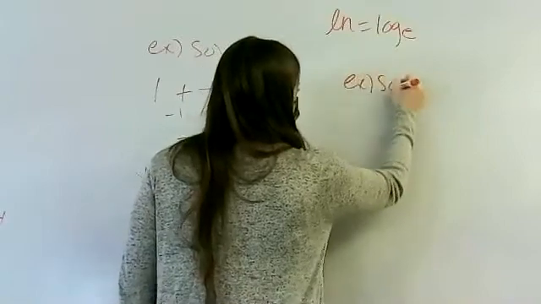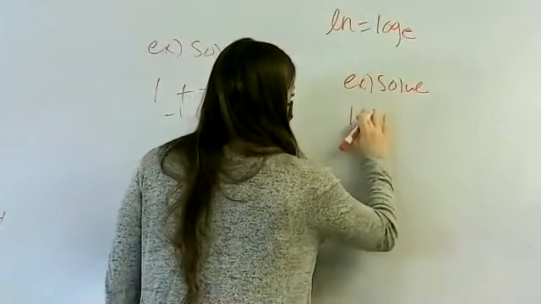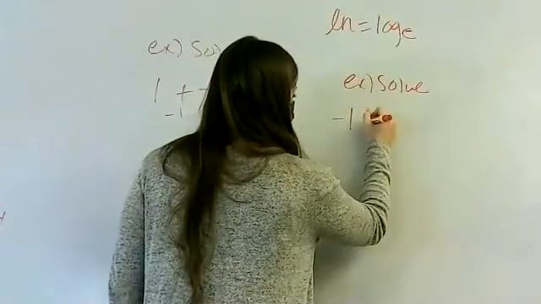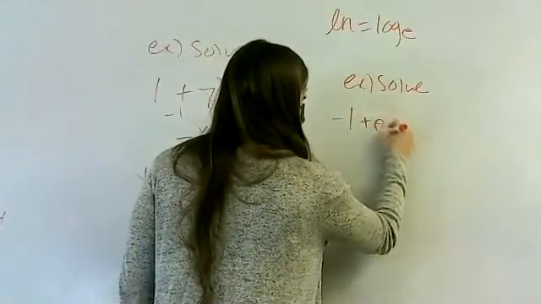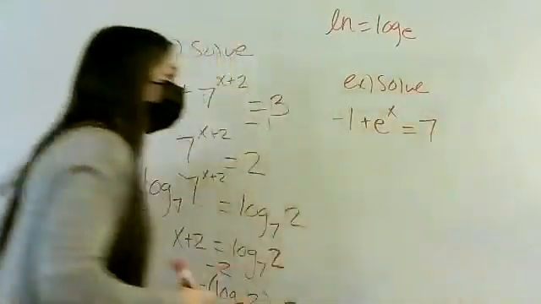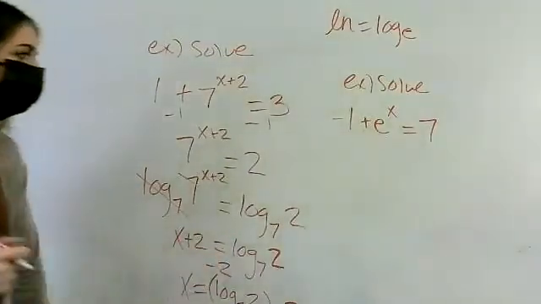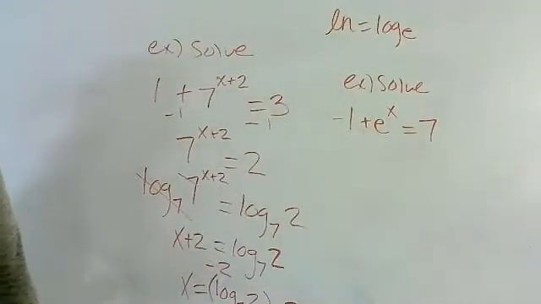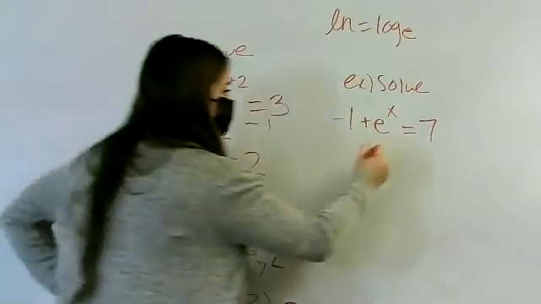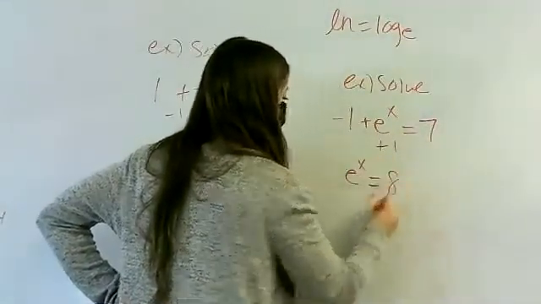I want us to solve one, let's do negative 1 plus e to the x equals 7. Again, start furthest away from my x. What am I going to get rid of? The negative 1. Good, we're going to add 1. e to the x equals 8.